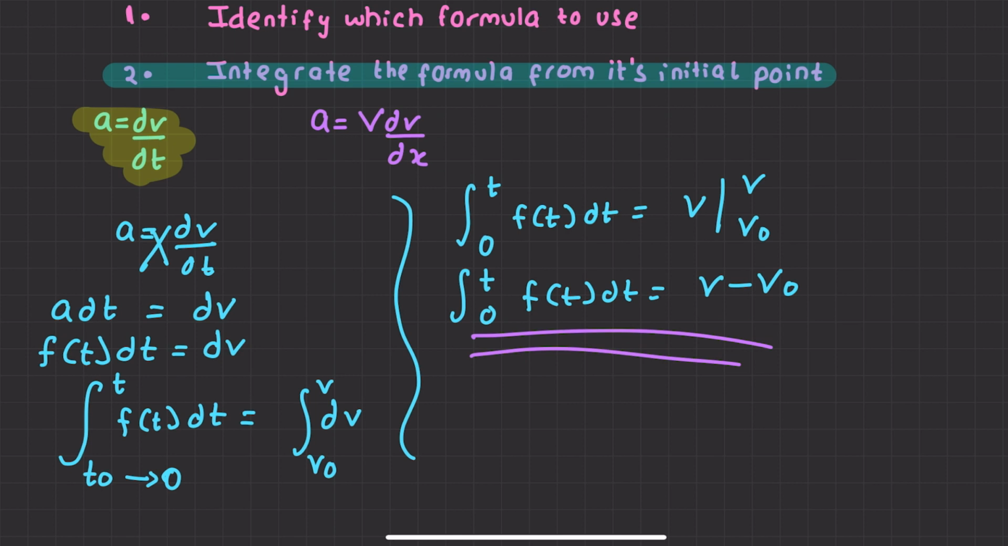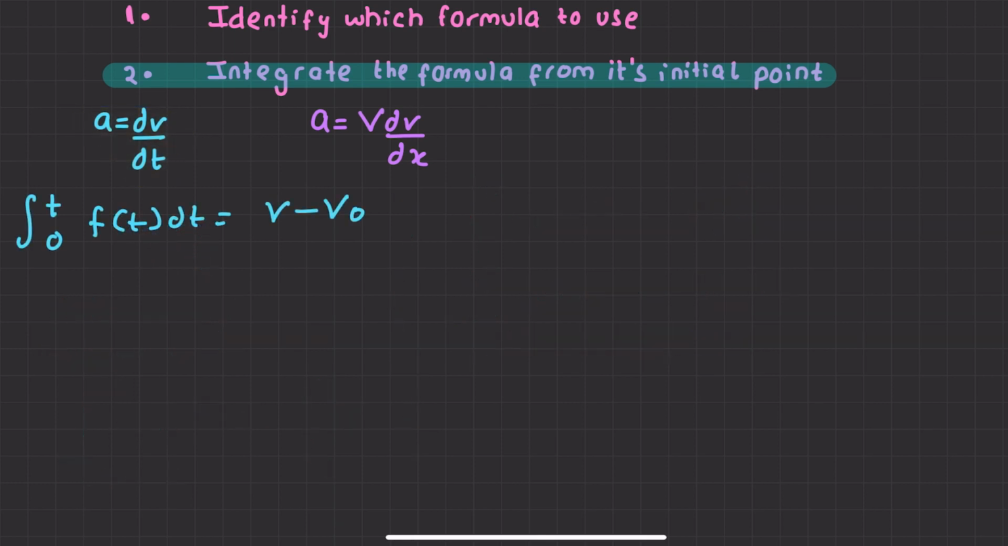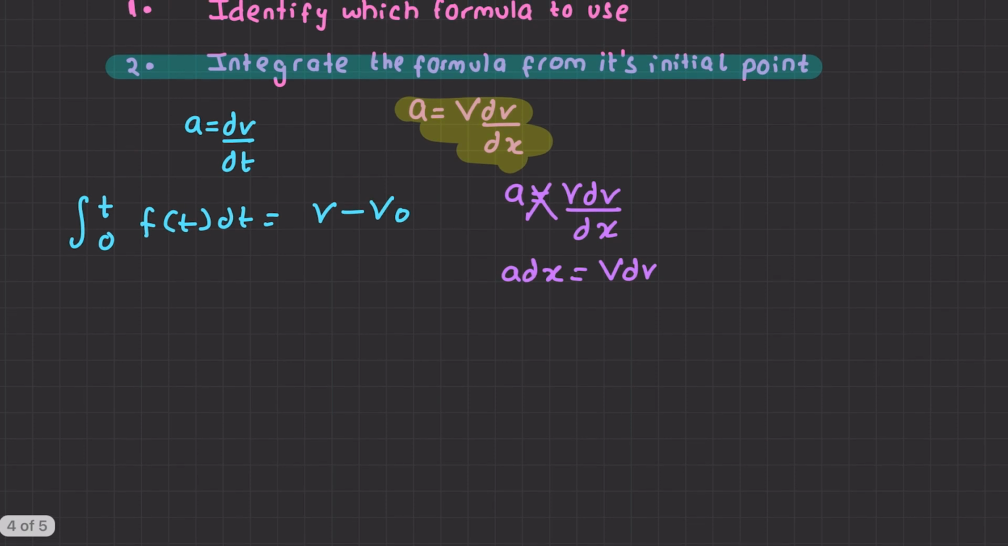Okay, now we're going to do this for the second formula. For our second formula, we're going to do the same thing and write it down again, this formula, and cross multiply. So we have a dx equals v dv. Now we're going to write our a as f of x because we want all the x's on this side and all the v's on this side. Now we're going to integrate.